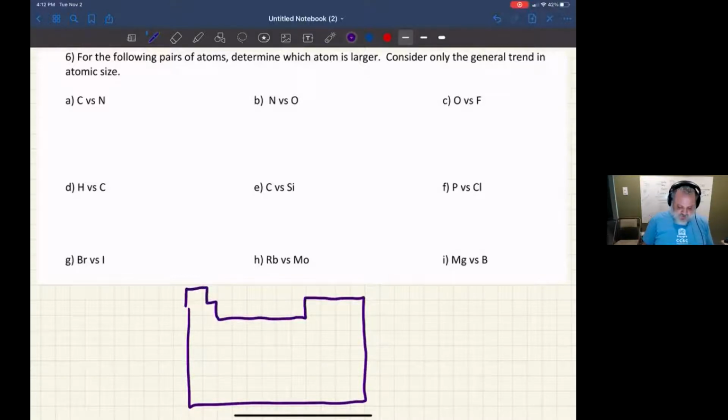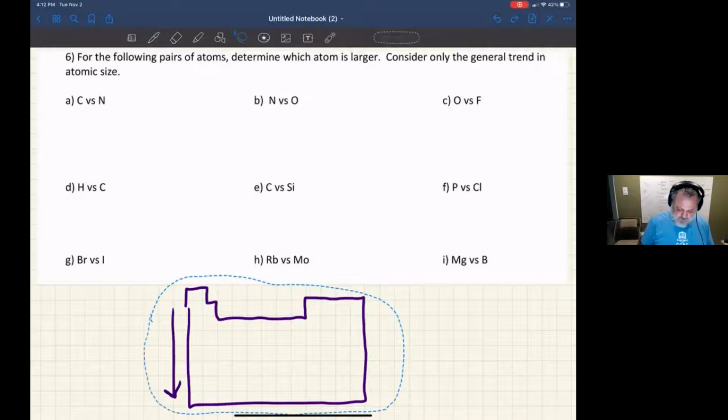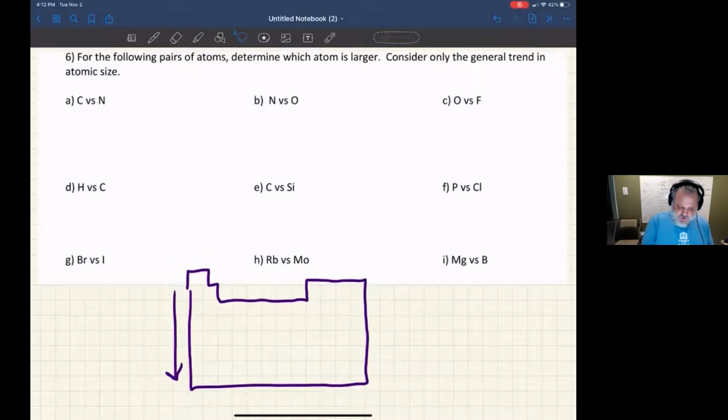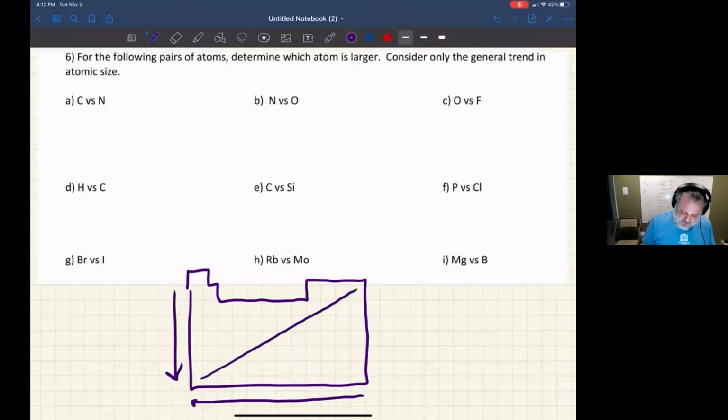And we know that the atomic size gets larger in this direction, it gets larger as we go from high to low, and it gets larger as we go from right to left. So if I were to draw the overall trend, it looks like this. Now, the only question at this point is, well, what about hydrogen?